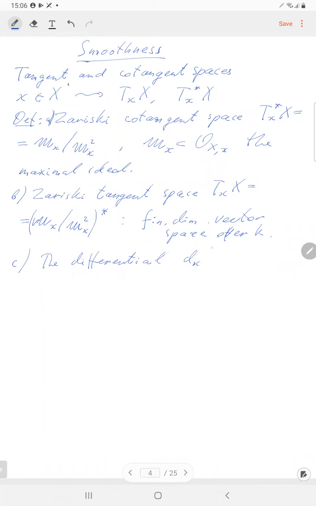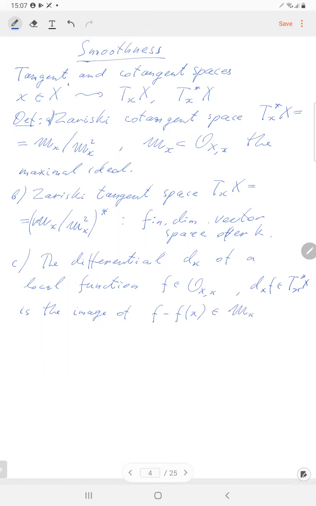The differential dx of a local function, say f in this local ring, lies in this cotangent space. It is just the image of f minus the constant function f of x. This lies in the maximal ideal because it vanishes at x, so it's the image of this modulo the square of the maximal ideal.